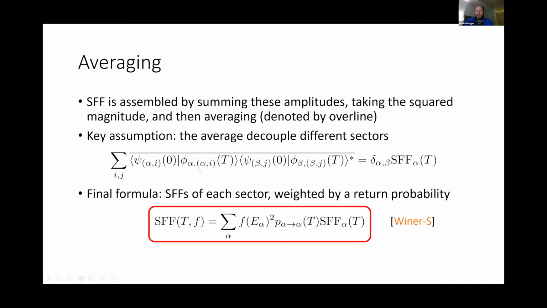But if you look at the alpha equals beta case, then what you have is just the spectral form factor in sector alpha. And so as long as there's a delta function in alpha and beta, what you find is that the spectral form factor for the whole system is just a sum over sectors of the filter function for the sector squared. One of the labels of the sector is certainly the energy. That is the return probability to go from the sector back to itself after a time t, times the spectral form factor within that sector. And in particular, if all the sectors are chaotic, then the spectral form factor of a given sector is just linear in time. It doesn't depend on alpha at all. And so all I need to do is compute the sum over return probabilities to calculate the spectral form factor.